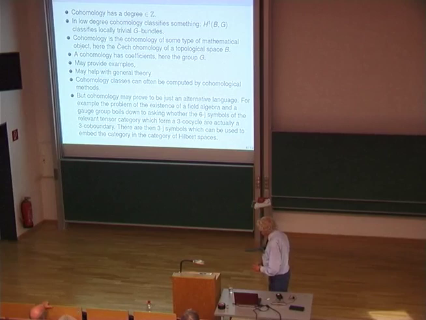If that is the case, then there are 3j symbols which can be used to embed the category in the category of Hilbert spaces. I proved this result in 1972, and I was very pleased at the time, but I must say it had nothing to do with the solution of the problem which came many, many years later. It was essentially of no use at all.